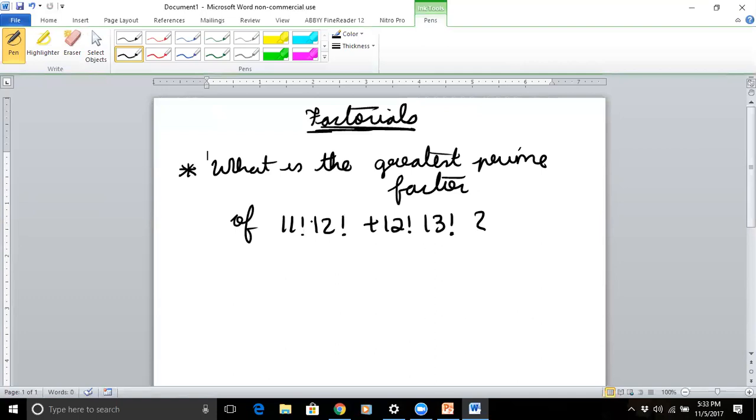Okay, I'm not going to give you answer choices. I want you all to figure it out. So my question is, what is the greatest prime factor of 11 factorial into 12 factorial plus 12 factorial into 13 factorial? Okay, I'm going to give you 2 minutes. Think through the question, and give me the answer at the end of 2 minutes.